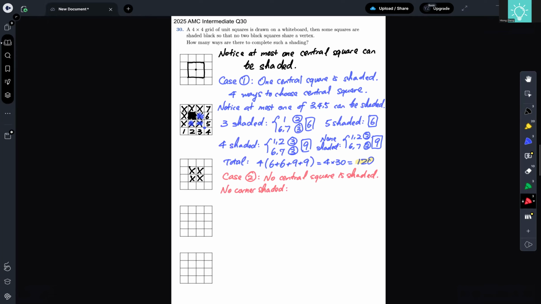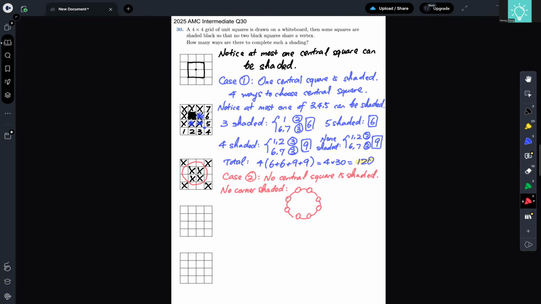If none of the corners are shaded, what happens? Well, we don't shade any of these. What we are left with, these 8 squares kind of form a ring, like that. You can visualize that as a ring of 8.